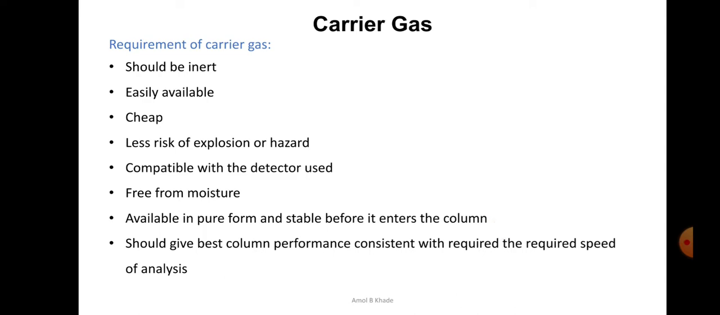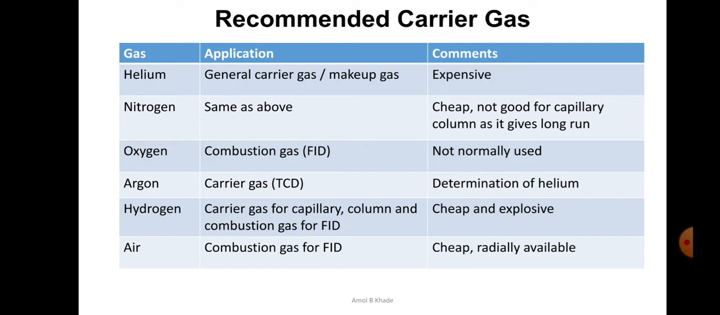And it should give best column performance consistent with the required speed of analysis. So these are the requirements the carrier gas should have, or we expect from the carrier gas. What are the different carrier gases recommended in gas chromatography? So first is helium, which is a general carrier gas, or it can also be used as a makeup gas to add on based on the kind of detector or sample you are using. The only problem with helium is that it is very expensive.